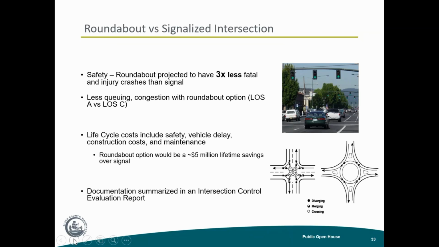And then when we look at the life cycle cost, as I mentioned, that includes monetary value on the safety aspects, vehicle delay, construction costs, and maintenance. And so the roundabout, especially on the maintenance side, is going to be much lower in the long run without all of the infrastructure and technology and the signal systems that come with a traffic signal. So this whole process, we documented everything in what we call the intersection control evaluation report. Let's go ahead and jump to the next slide, please.